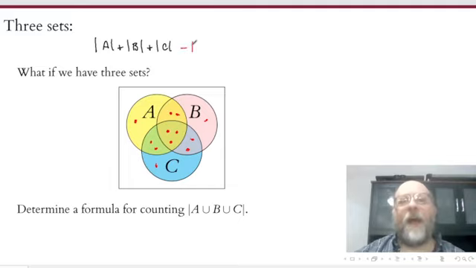And when we do that, subtracting A intersect B takes away one of the counts of those 2 pieces, the 2 pieces where A and B overlap. Subtracting A and C takes away these 2 pieces, and subtracting B intersect C takes away these 2 pieces.